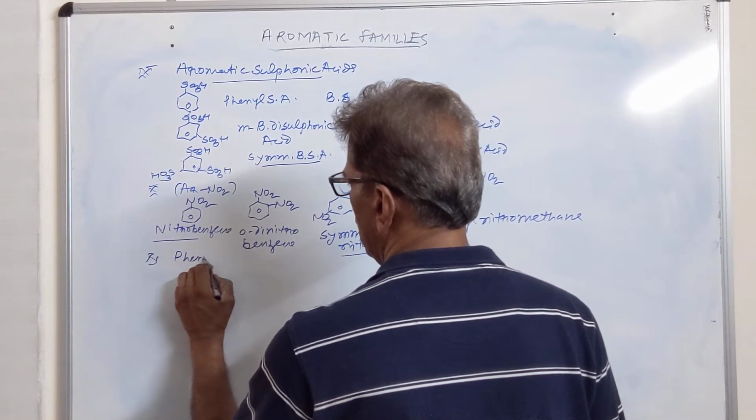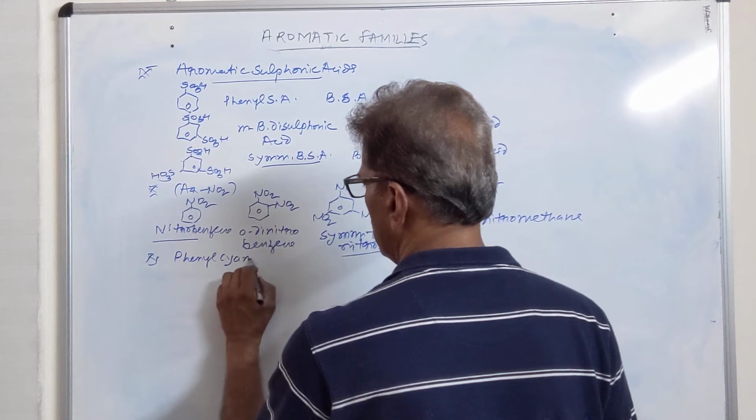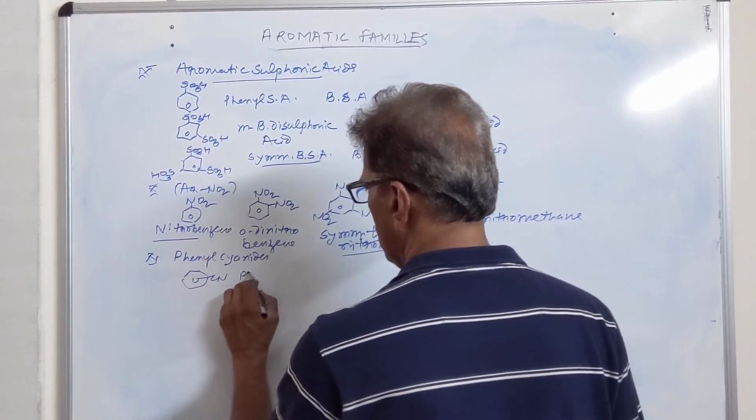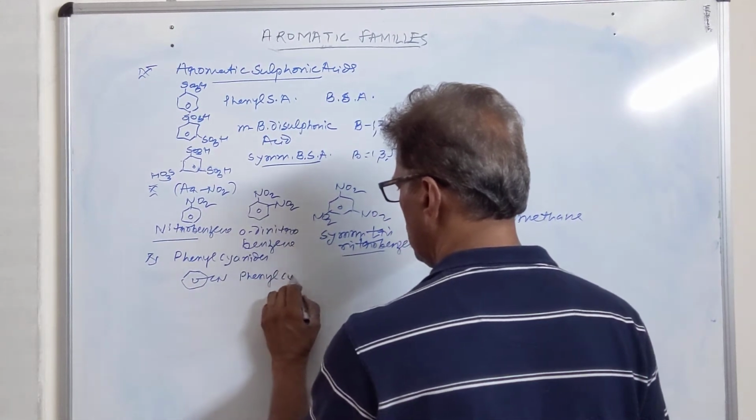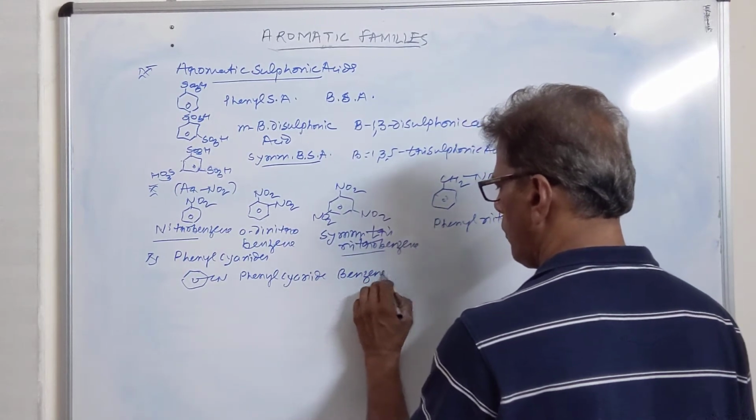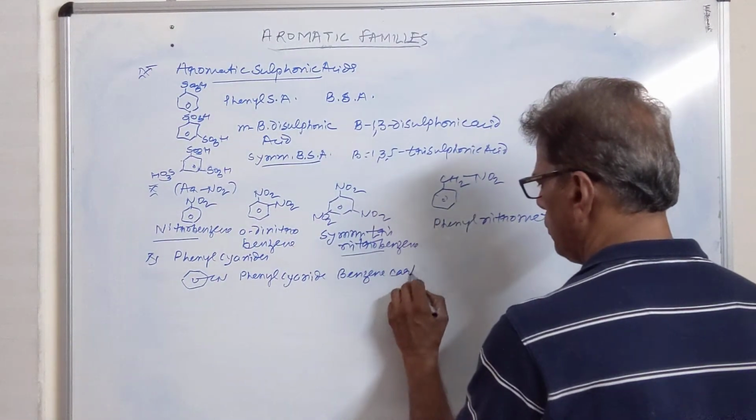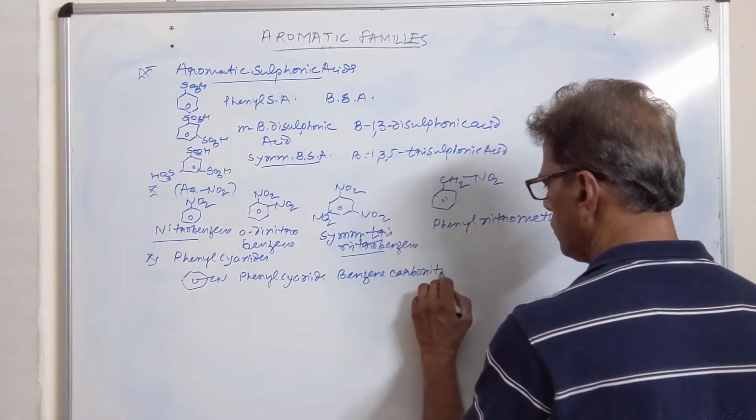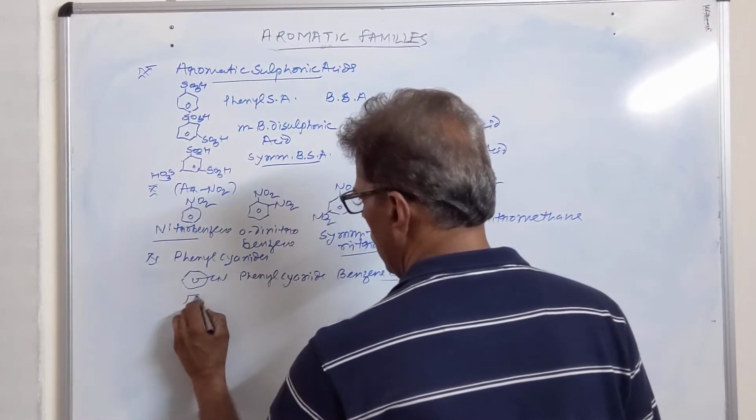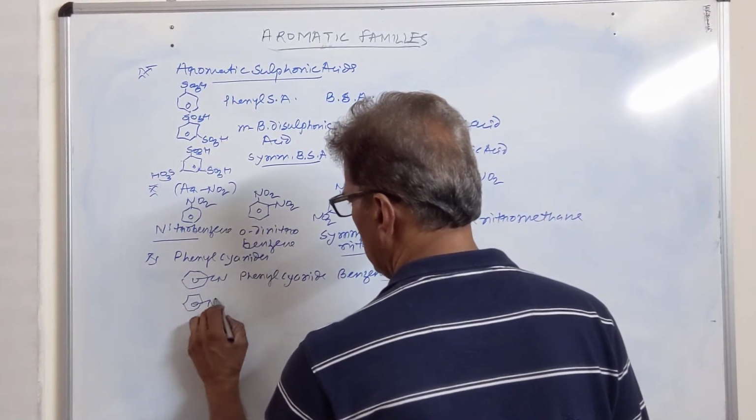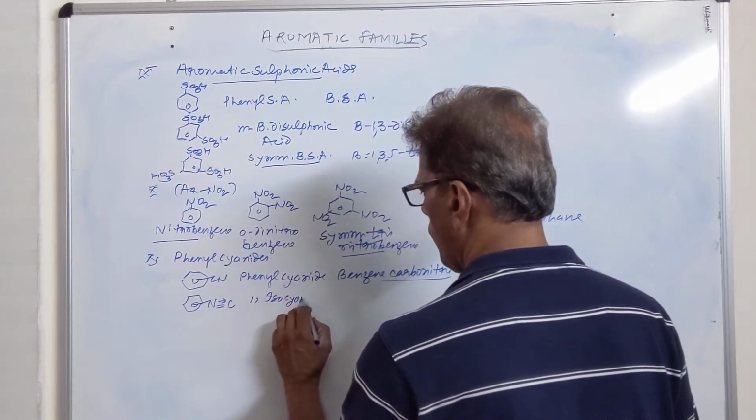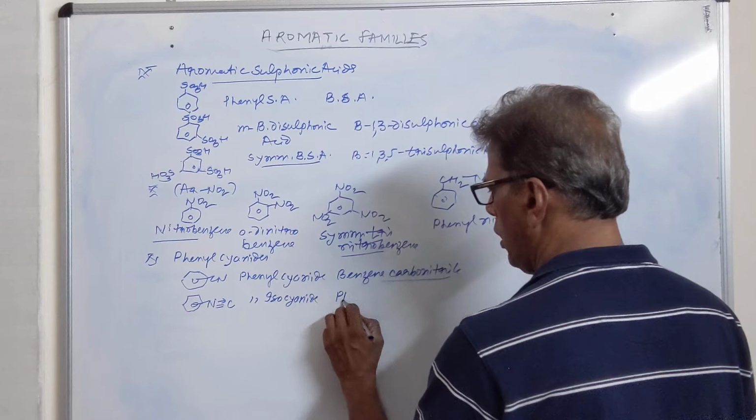Then we have next family, phenyl cyanides. Benzene ring having CN. This is phenyl cyanide or benzene carbonitrile. Then we have phenyl isocyanide, NC, or phenyl carbylamine.